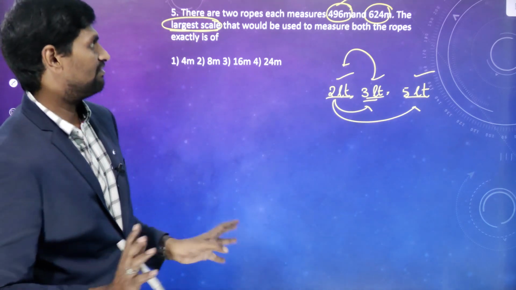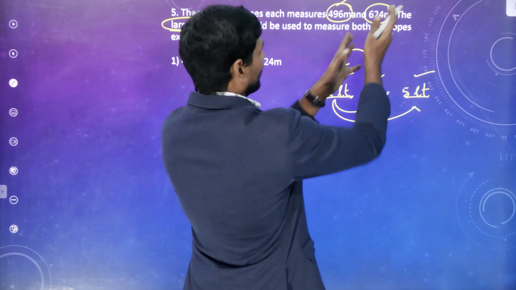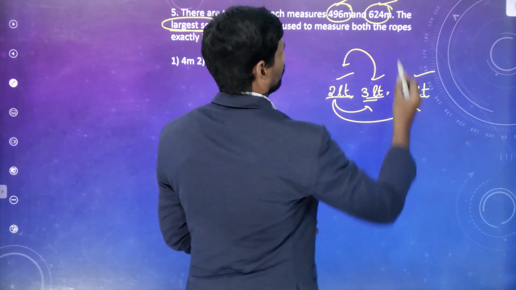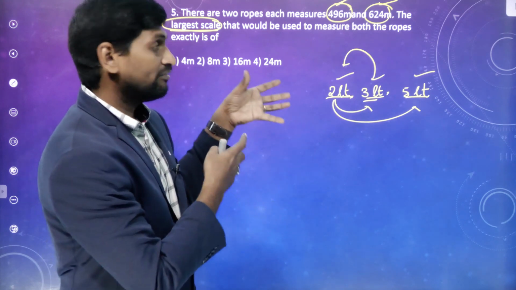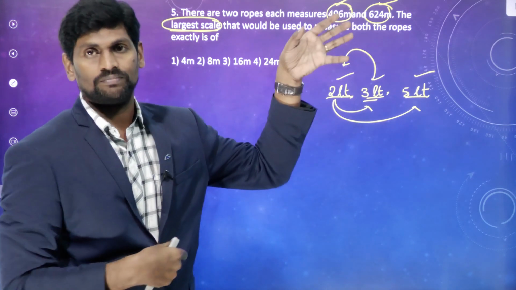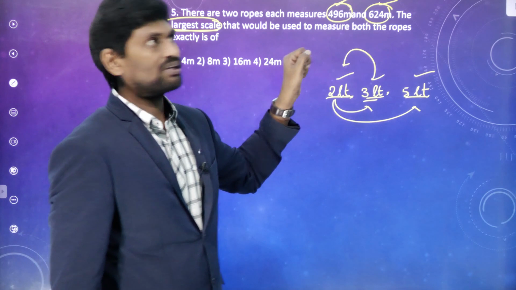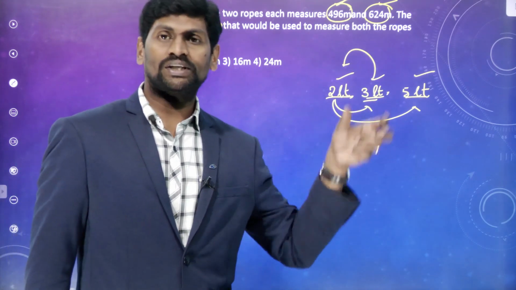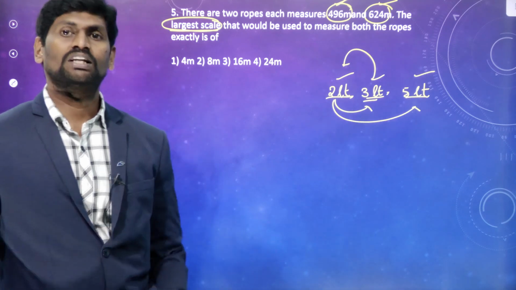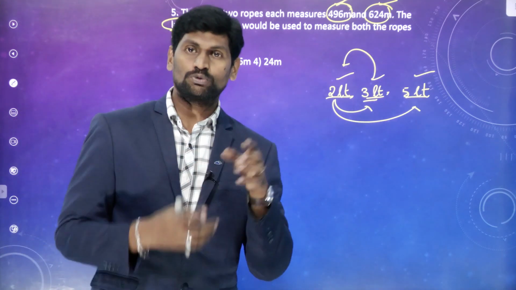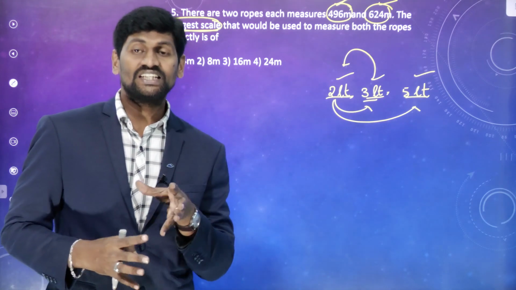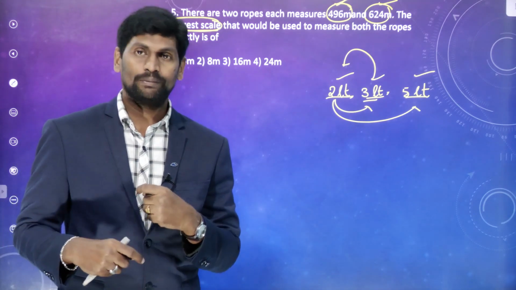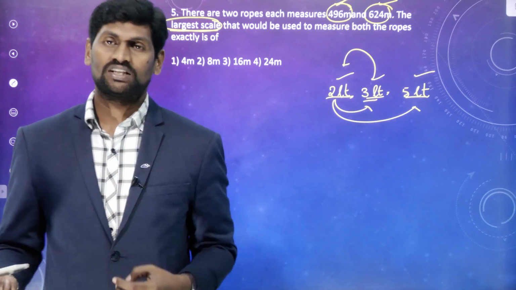Okay? In the same way, to measure these two quantities, 496 and 624, we need a common factor to measure both of them. That means we have to identify the common factor between them. That is the largest scale to measure both of them. That means 10 times or 20 times, like that. Not 1.2 times, 3.5 times, not like that. We should not take decimals. We have to take only whole numbers: 1 time, 2 times, 3 times, like that.